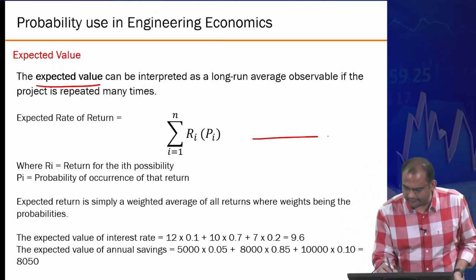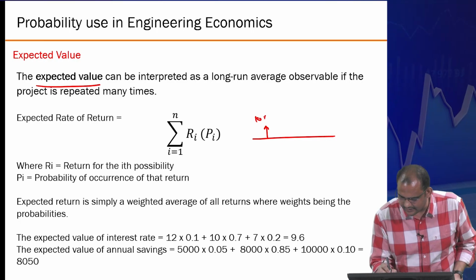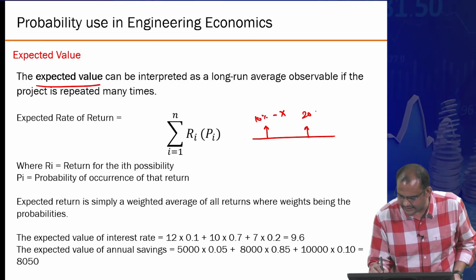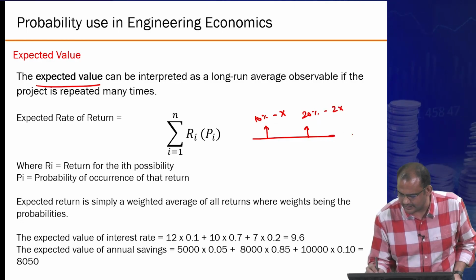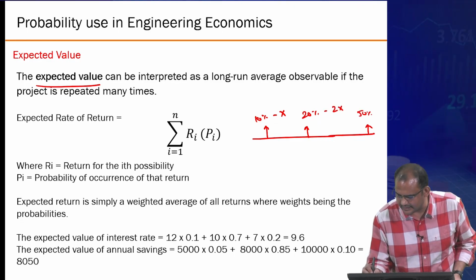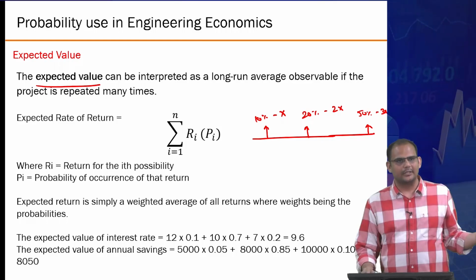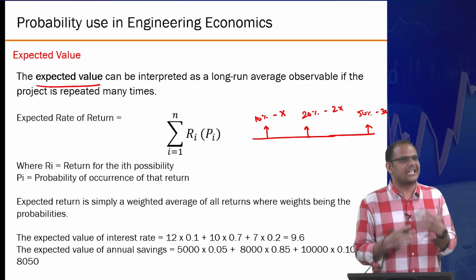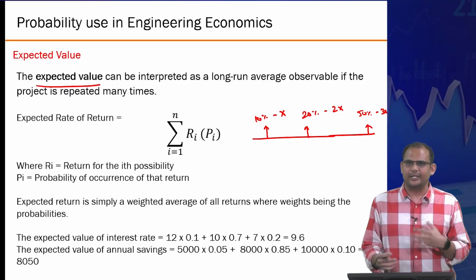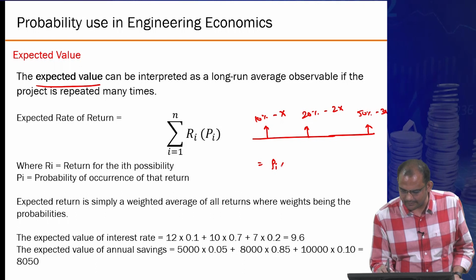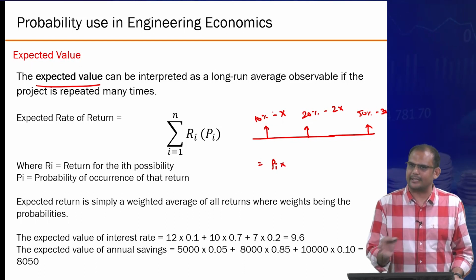Now let's say you have a 10% chance that the value would be, let's say, x. There is a 20% chance that the value will be 2x, and then there is a 50% chance that the value will be 3x. So what is the total? What is it on average? What is the expected value for this variable? You can estimate. How? You take the probability score, multiply by the value, take the sum.